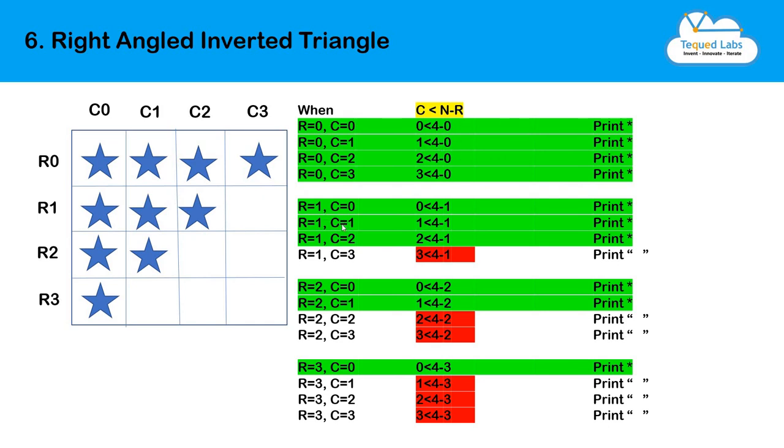Let us move to the second row and the last column. When R is 1 and C is 3, after replacing, we get 3 is less than 4 minus 1, which is 3. 3 is not less than 3. So this is a false condition. We are going to print a space, and so on when we do it for all the rows. So we'll get to know where we have to print stars and where we have to print spaces.